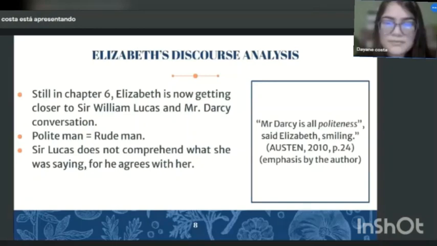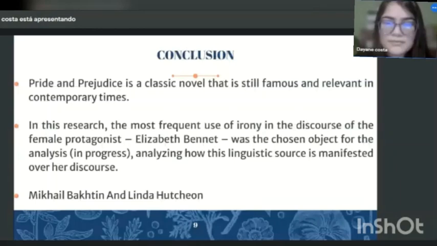Then you have the conclusion of the study. Pride and Prejudice is a classic novel that is still famous and relevant in contemporary times. The narrative development shows a great number of themes that could be explored in many studies. But in this research, the most frequent use of irony in the discourse of the female protagonist, Elizabeth Bennet, was the chosen object for the analysis, which is still in progress, analyzing how this linguistic resource is manifested over her discourse. Mikhail Bakhtin and his circle were the main theoreticians used to explain discourse, the definition of discourse. And Linda Hutcheon's theory about irony was the fundamental base to analyze it.